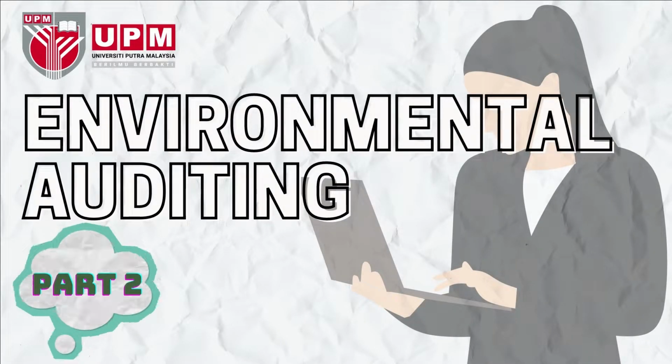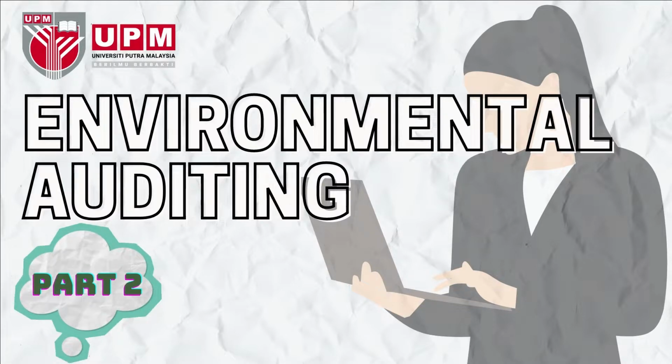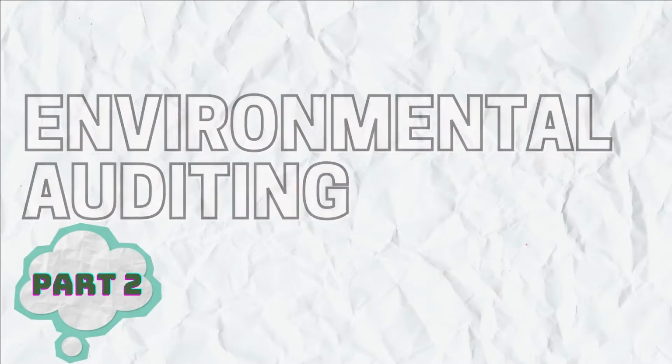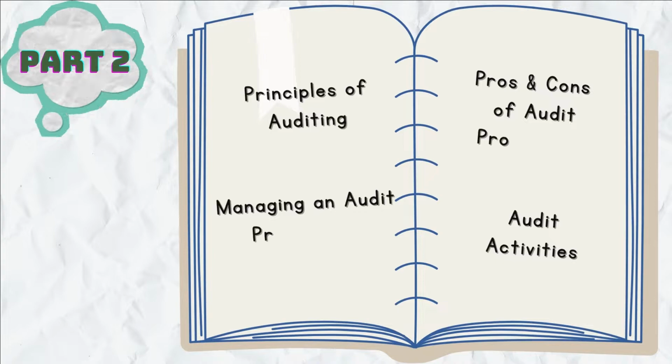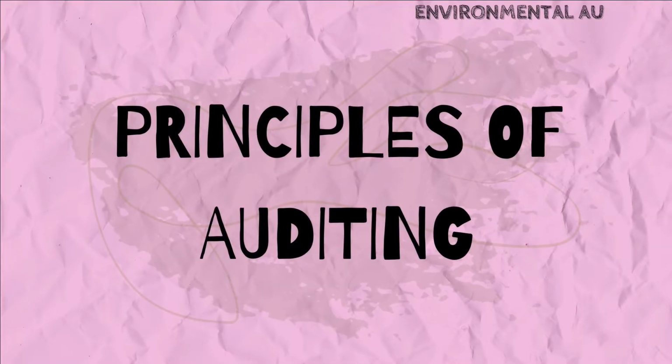Well, hello there. I'm pretty sure you've learned some basics about environmental audit in part 1, but hang tight, there's more coming for you in part 2. In the second segment, you will be learning about the principles, managing an audit program, pros and cons of environmental auditing, and the risks of audit activities. Come along! There are 5 fundamental principles of auditing.